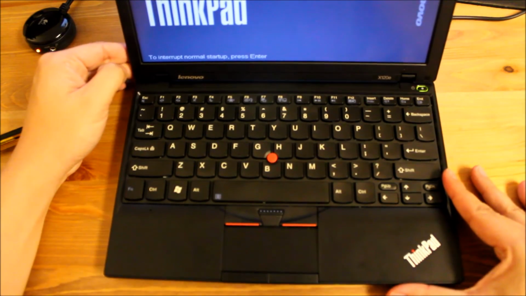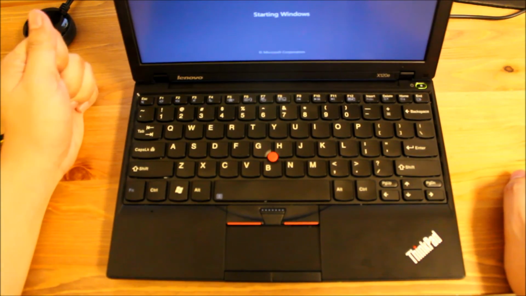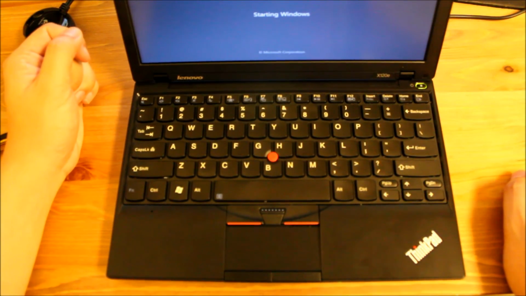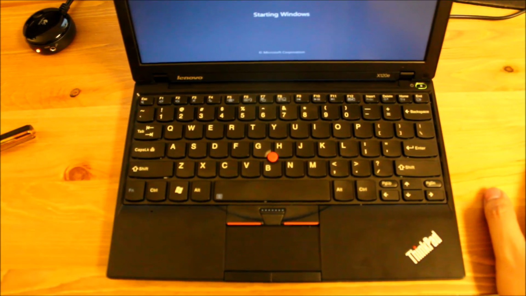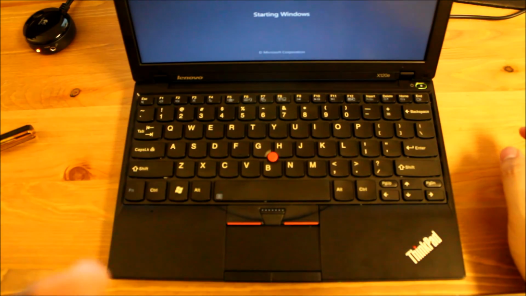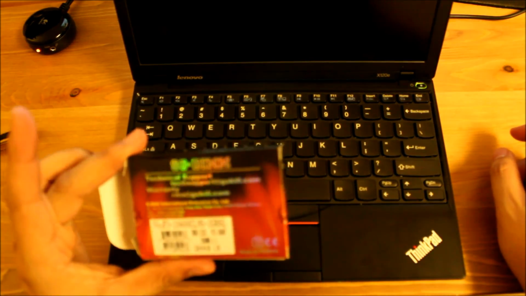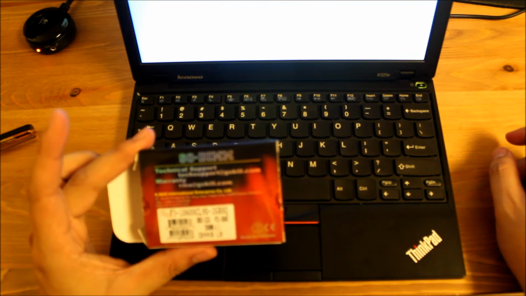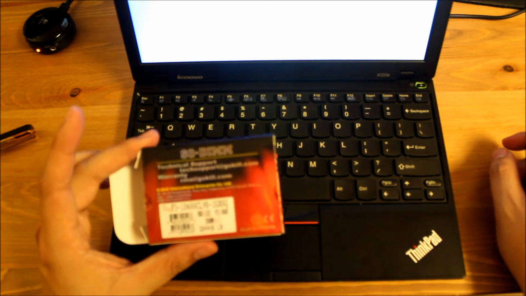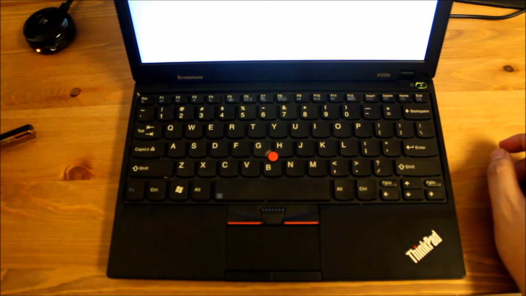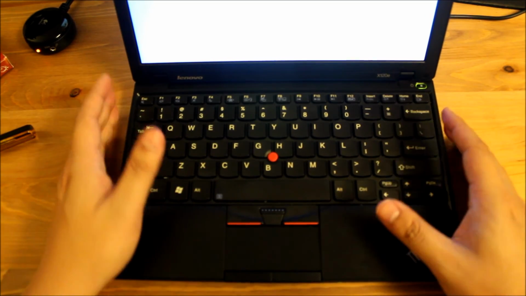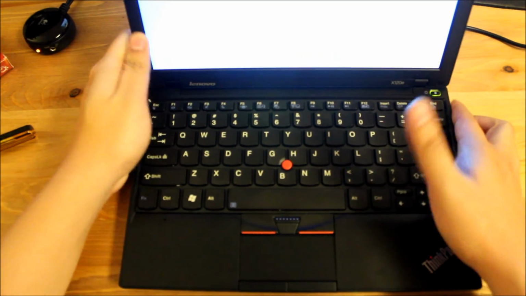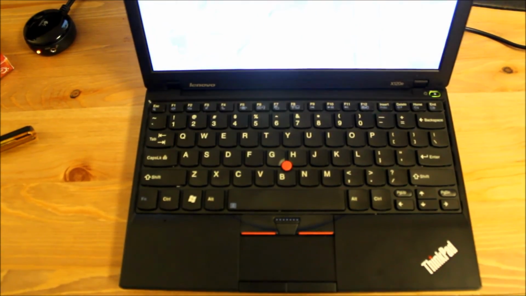Okay, so it's starting up right now. By the way, the memory that I bought was from G-Skill, but essentially all you really need to look for is memory that's rated at DDR3 1333. Okay, wait, hold on. Now Windows is logging in. Let me readjust this so you can see.